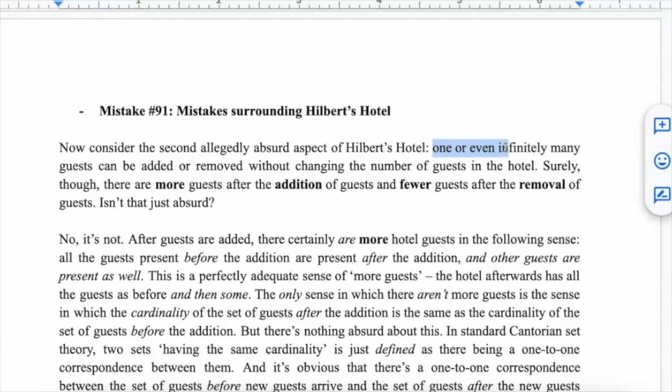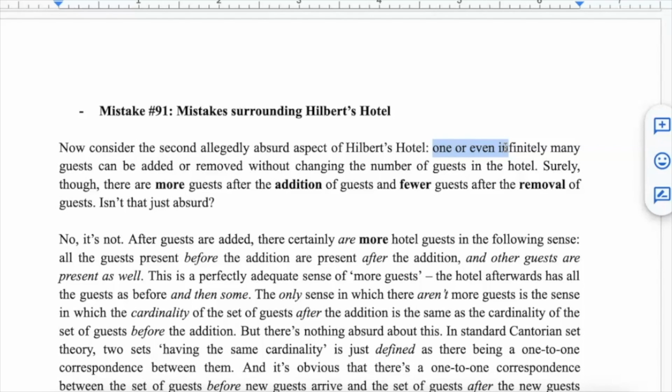So oftentimes in talking about Hilbert's Hotel, people will say things like, well, hey, one or even infinitely many guests can be added or removed to the hotel without changing the number of guests in the hotel. But surely, though, there are more guests after the addition of guests and fewer guests after the removal of guests. Isn't that just absurd? Well, no, it's not.